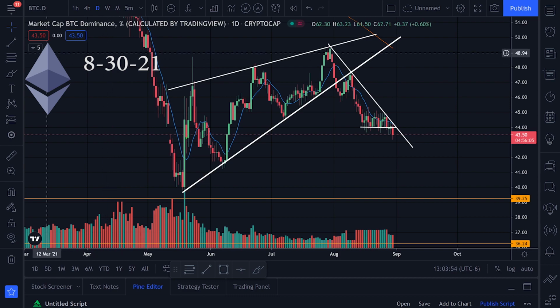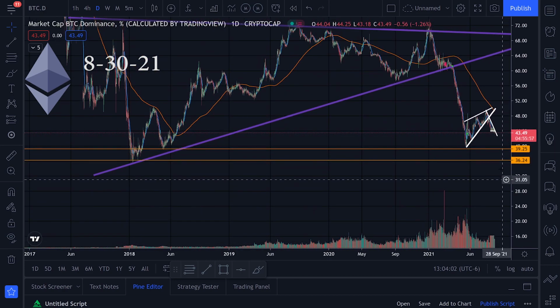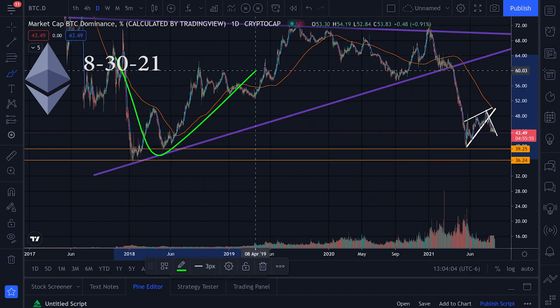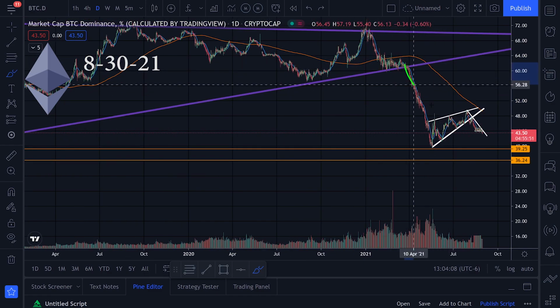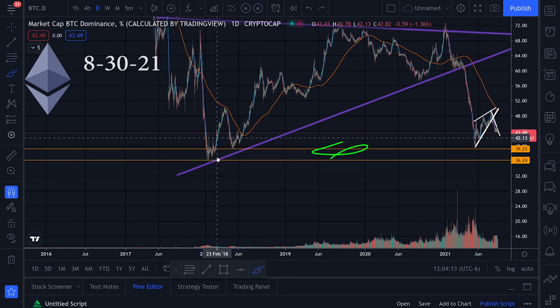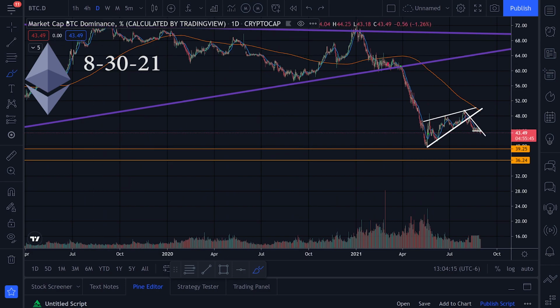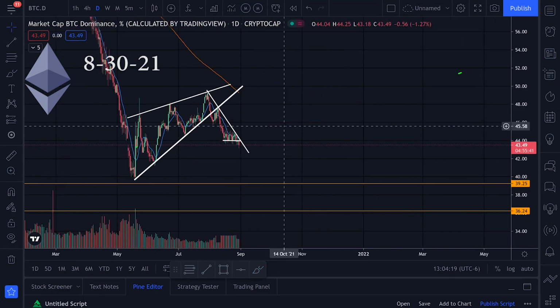If we take a look at the Bitcoin dominance chart, BTC.D, it's been in a big downtrend. We've talked about this on my channel. We had a big triangle pattern like that, and then we broke down right there, and ever since then we've been trending down. I'm watching these orange lines, which are previous support lines. Once we get down there, then I'm going to be looking at Bitcoin a lot more.